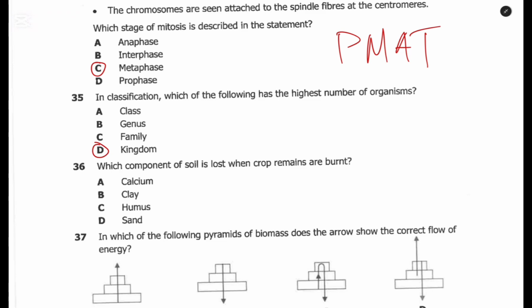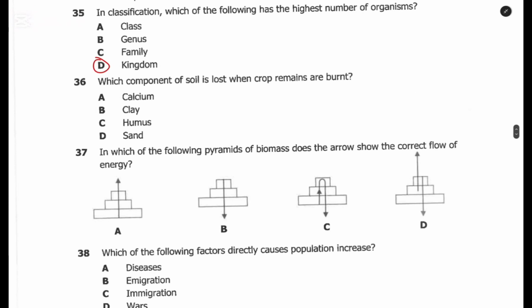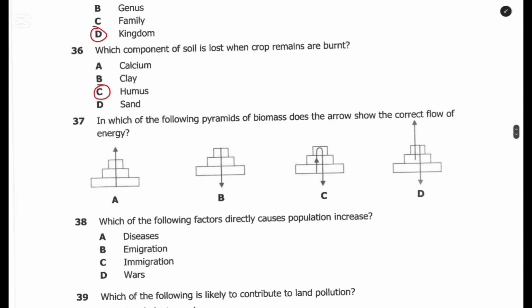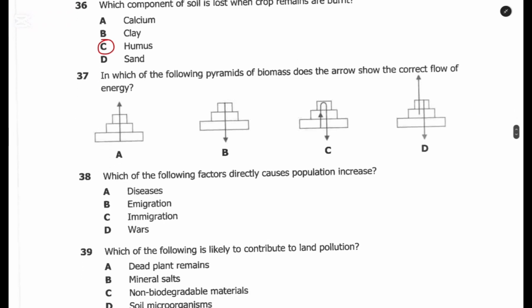Question 36. Which component of soil is lost when crop remains are burnt? So the one that is lost is humus. Humus is formed when the remains of the plant decay. So when they are burnt, humus is destroyed or is lost.